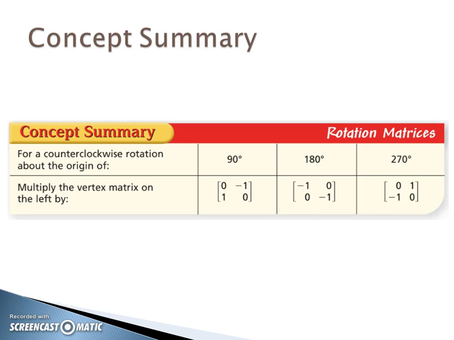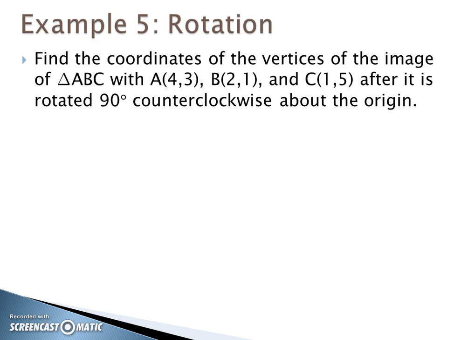Our last concept here is how to rotate. We're talking about rotating counterclockwise about the origin. If we rotate counterclockwise 90 degrees, we're going to multiply the vertex matrix, of course on the left, by 0, 1, -1, 0. If we rotate 180 degrees about the origin, we're multiplying by the matrix -1, 0, 0, -1. And if we're rotating counterclockwise 270 degrees about the origin, we're going to multiply the vertex matrix by 0, -1, 1, 0.